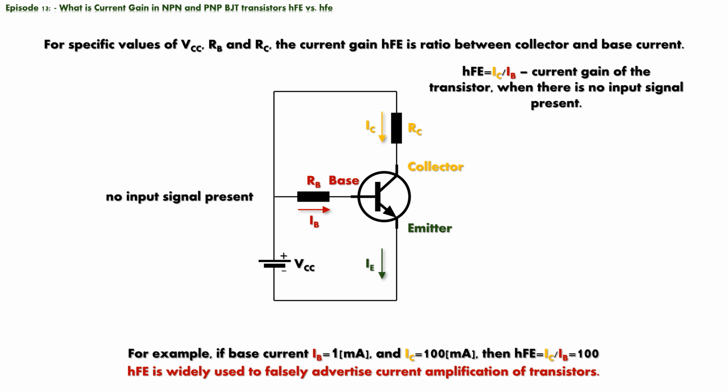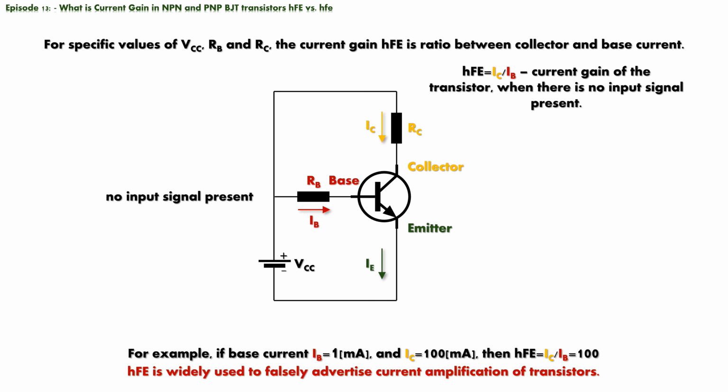Now, when we choose specific values for VCC, RB and RC, design and implement such circuit, then for that specific combination of circuit components, the ratio between collector and base current is called hFE, with capital FE. Please notice that there is no signal present for amplification. So, parameter hFE, with capital FE represents current gain for specific combination of components, when there is no input signal present, and transistor is in amplification mode of work.